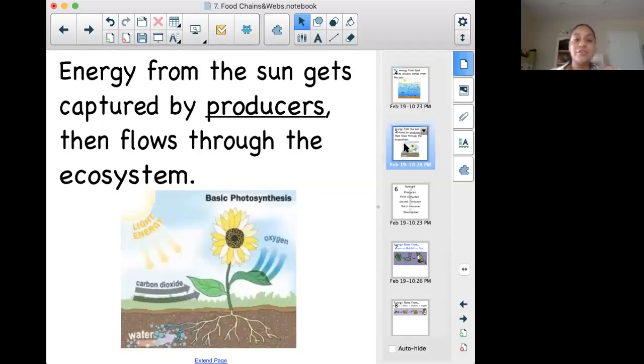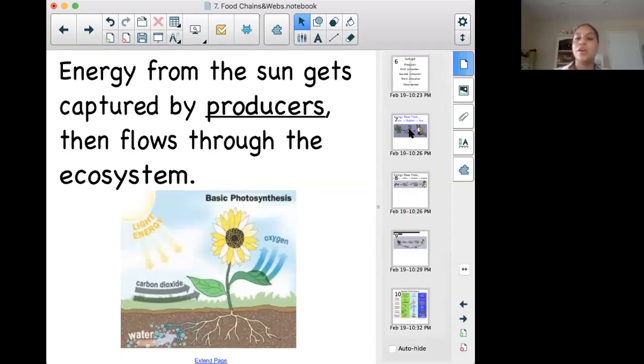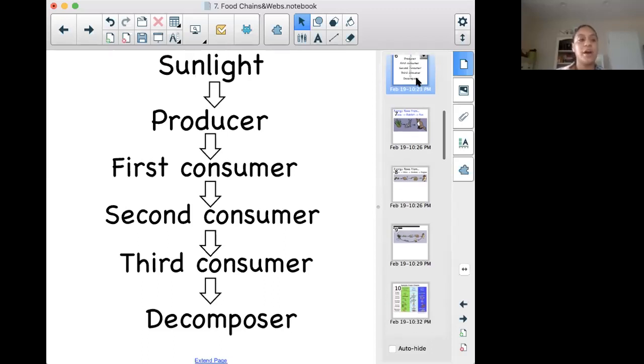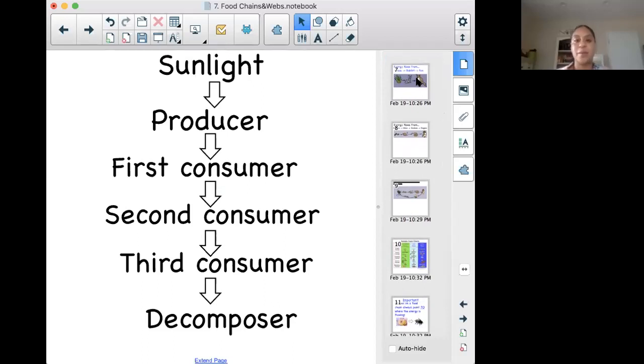And as I was saying, energy from the sun gets captured by producers, then flows through the ecosystem. Remember, producers are ones who can make their own food or energy just like plants do when they go through photosynthesis. So this is usually the order which we categorize different organisms in food chains. So first there's sunlight, as we said, then there's producers like plants. Then there's the first consumer, second consumer, third consumer, and then we have decomposers, as we talked about, like the fungus or bacteria that break down organisms that are dead or food.